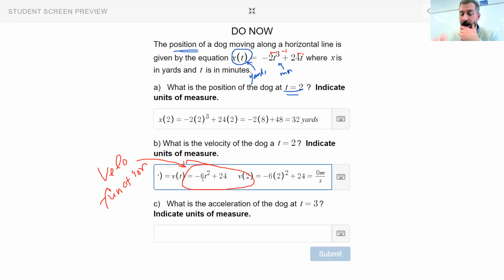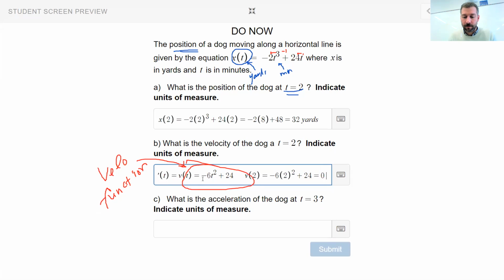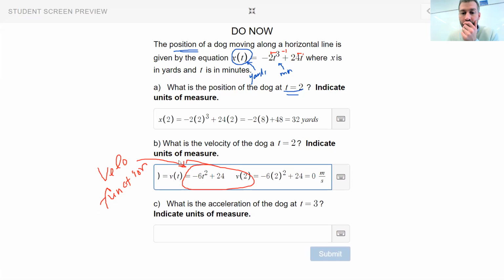Meters per second. Notice how I put that label in there, because it says indicate units of measure. Okay, 0 meters per second. So this dog isn't even moving after 2 seconds. It's taking a nap, hanging out, maybe changing direction. I don't know. It's got 0 meters per second of movement, 0 rate of change there. So given our position, we can take the derivative to find velocity, and then we can find the velocity at that particular moment, that instantaneous rate of change, which in this case is 0.